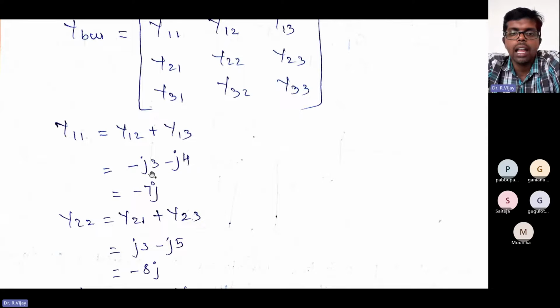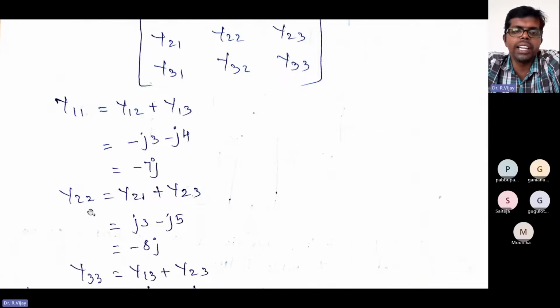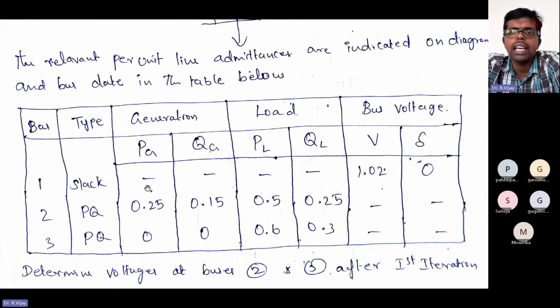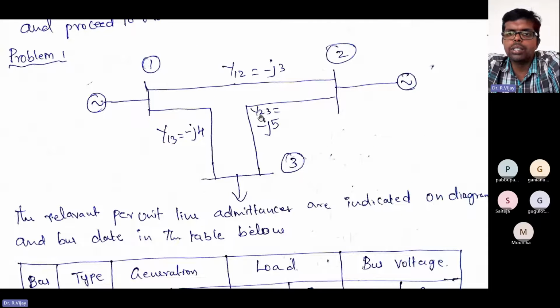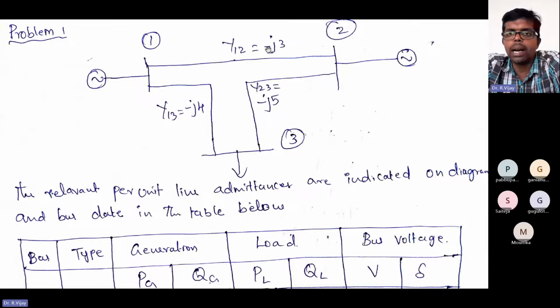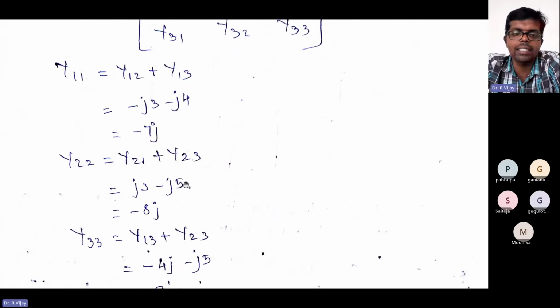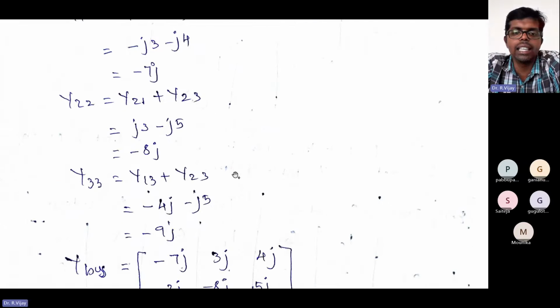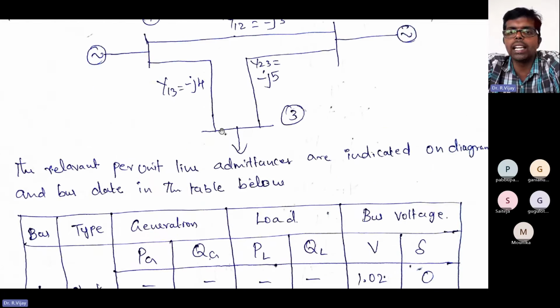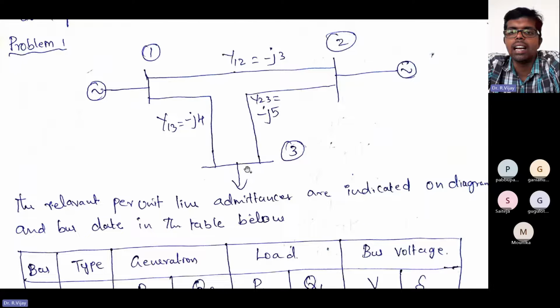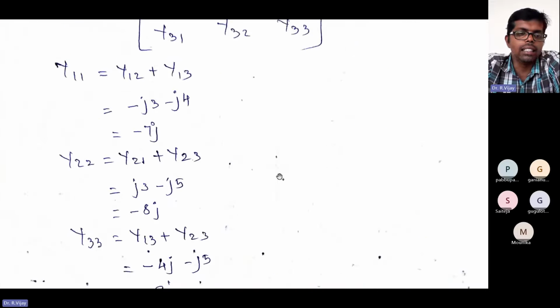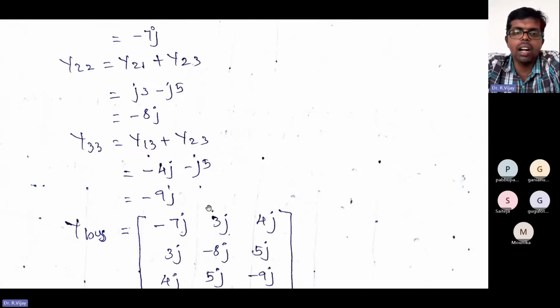Substituting the values, minus 3j minus 4j, that is minus 7j. Similarly, Y22 is Y12 plus Y23, so minus 3j minus 5j, that is minus 8j. Next, Y33. Similarly, you need to add 2 things: Y13 plus Y23, minus 4j minus 5j, that is minus 9j. So we calculate these 3.